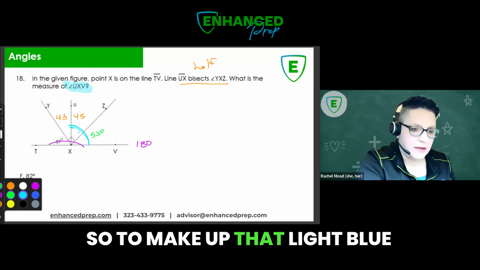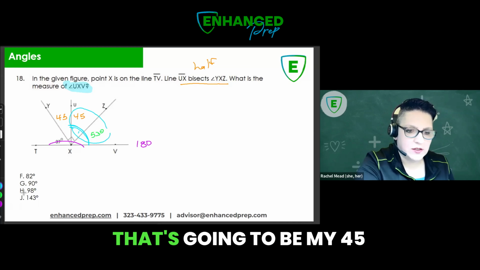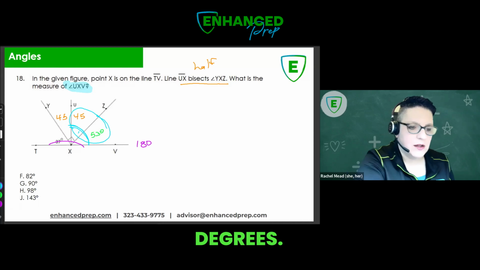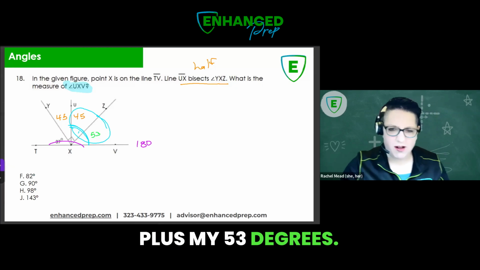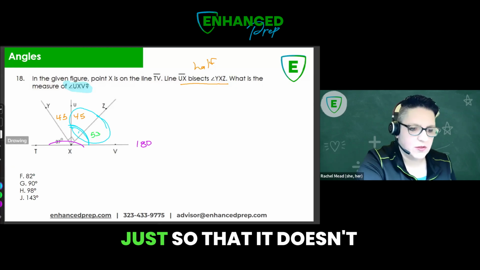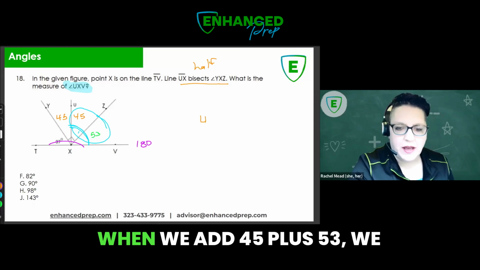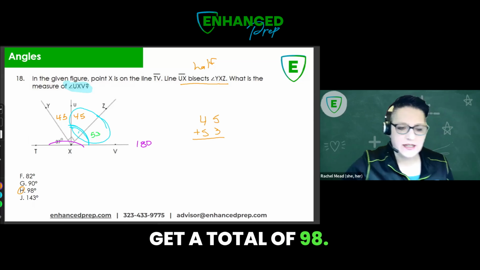So to make up that light blue angle that I'm looking for, that's going to be my 45 degrees plus my 53 degrees. I'll erase that degree symbol just so that it doesn't distract you there. When we add 45 plus 53, we get a total of 98.